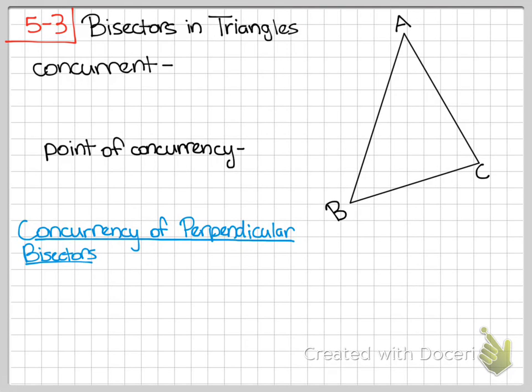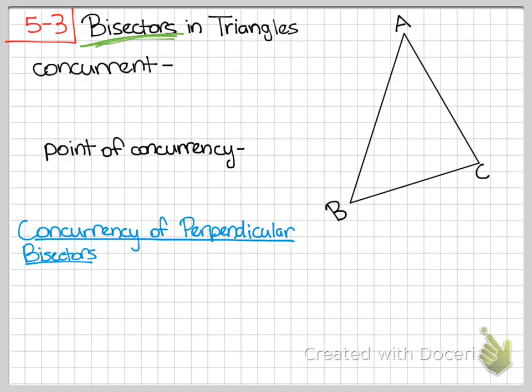All right, so tonight we're going to be looking at 5.3, which is talking about bisectors in triangles. Today in class we looked at angle bisectors and perpendicular bisectors in just angles and segments and what happens then. So tonight we're going to be looking at angle bisectors and perpendicular bisectors in triangles, and we'll find that some pretty neat things happen with that.